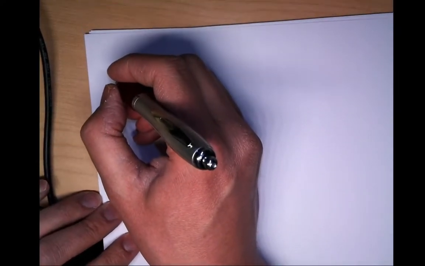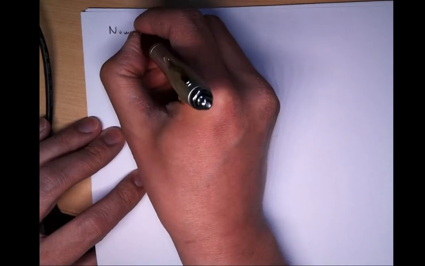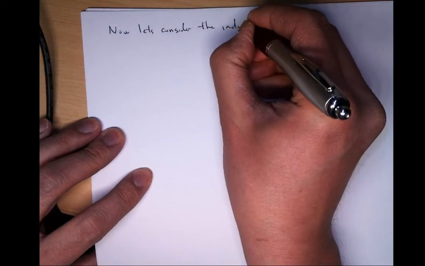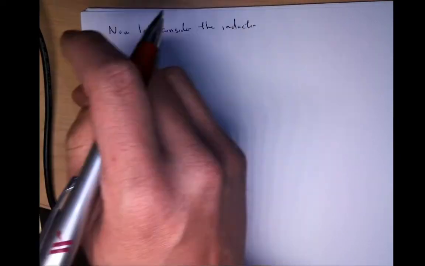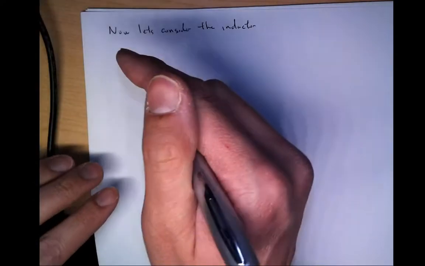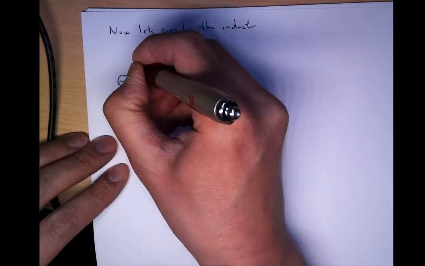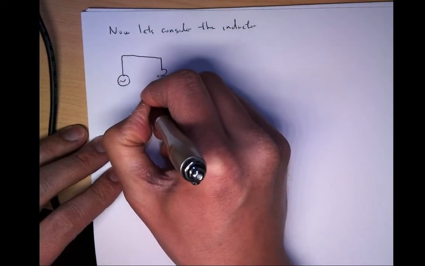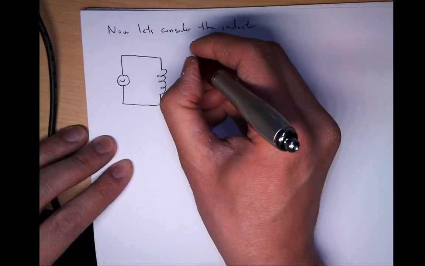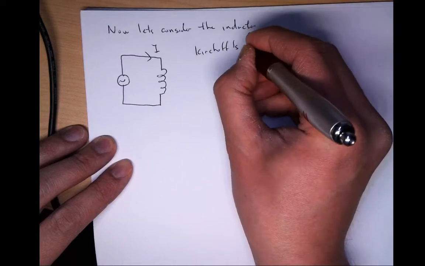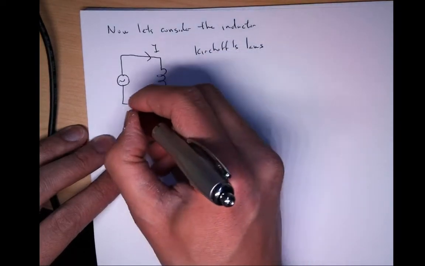So, all right, we've considered this much. Let's consider one other thing. Now let's consider the inductor. For this one, I'm going to look at the following. So let's consider a little current generator. Let's plug it into an inductor right there. And then we'll use Kirchhoff's laws again. So let's put I flowing through this, Kirchhoff's laws again.